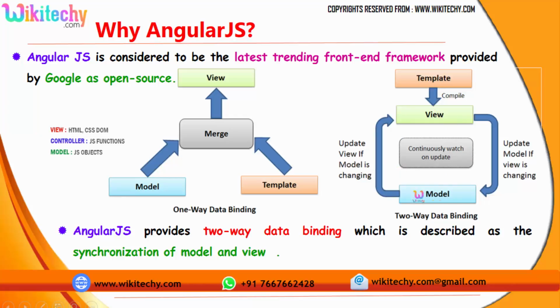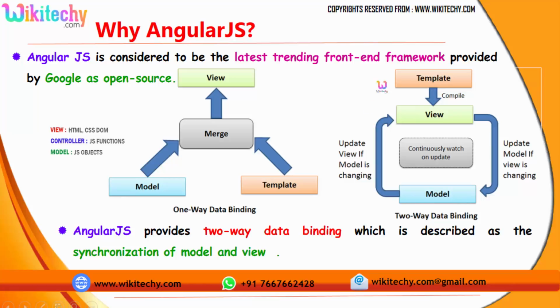That's the major advantage of AngularJS. AngularJS is considered to be the latest trending front-end framework, provided by Google as open source. It provides two-way data binding, which is described as the synchronization of model and view. Over here you are able to see, if it is one-way binding, the model is there, the template is there, merge it, and you can see the view here. But in AngularJS you will have this kind of concept: if there is any change in the view, automatically the model will get updated, and if there is any change in the model, automatically the view gets updated. That's how it will be.